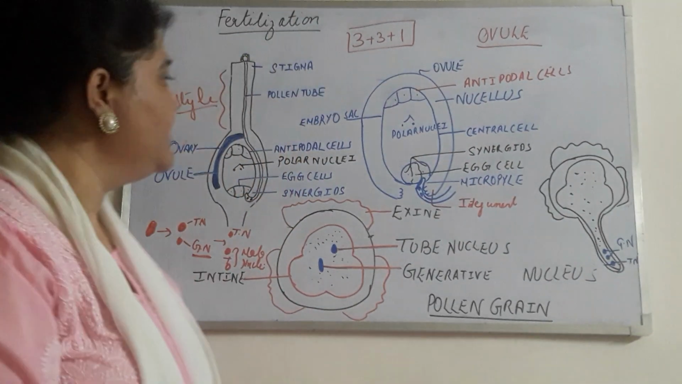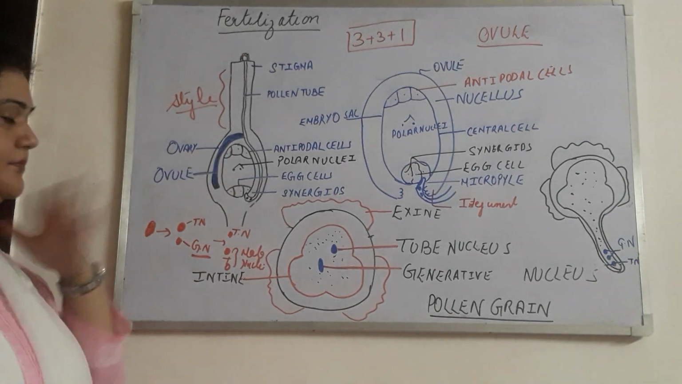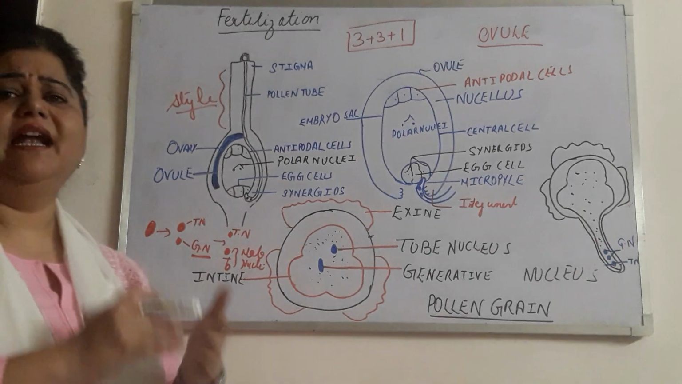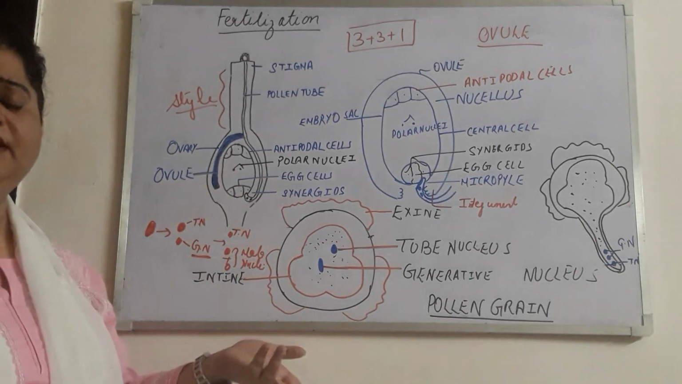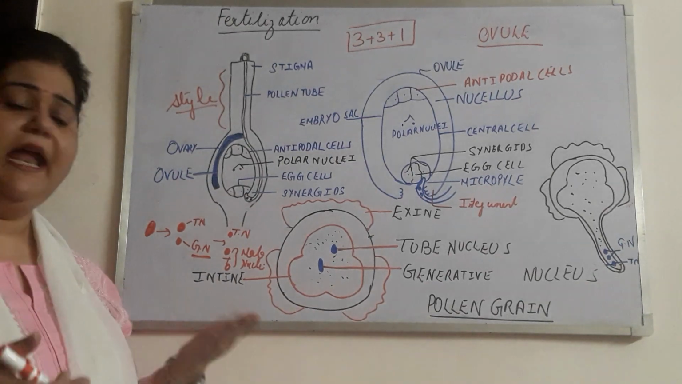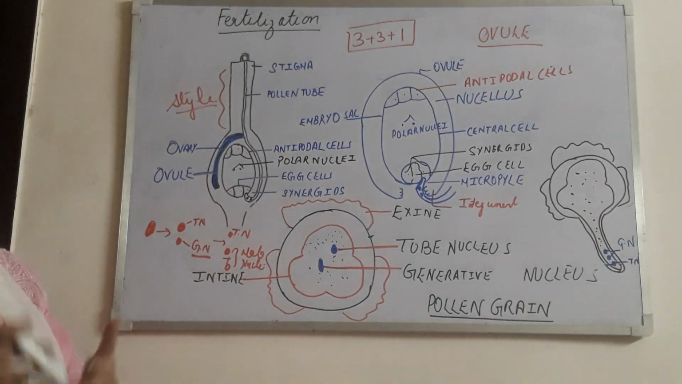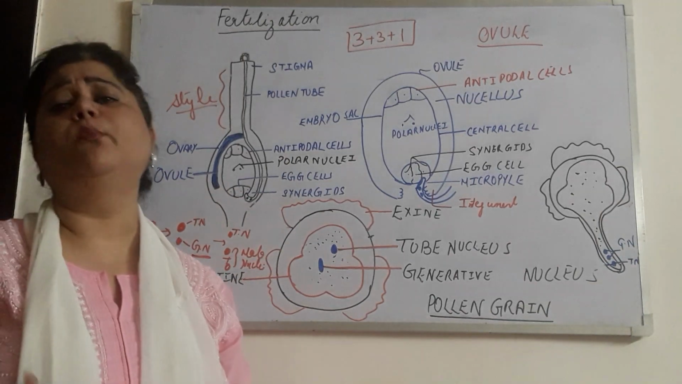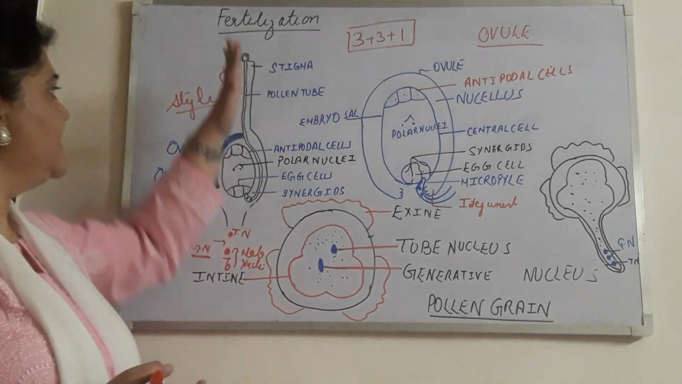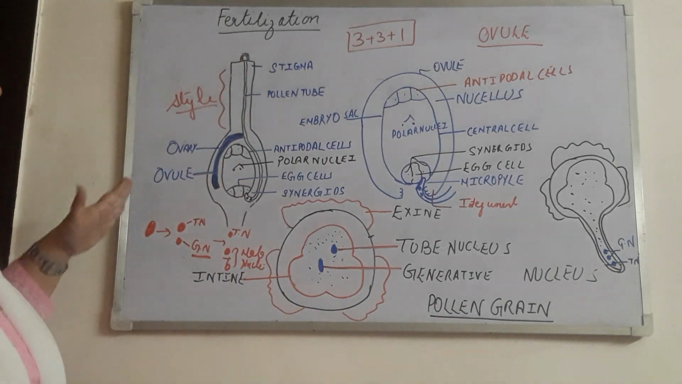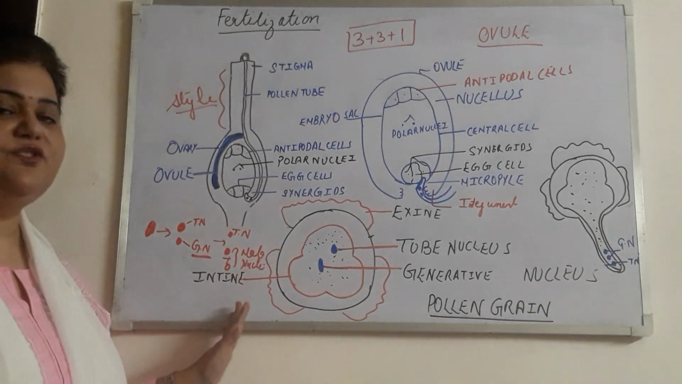Now what happened to the structures present inside the ovule? The antipodal cells get disorganized. The polar nuclei, as I have told you, change into endosperm. And the egg cell forms the embryo, or the seed. So this is the whole process of fertilization and the fate of the floral parts. This was the final part of this chapter.